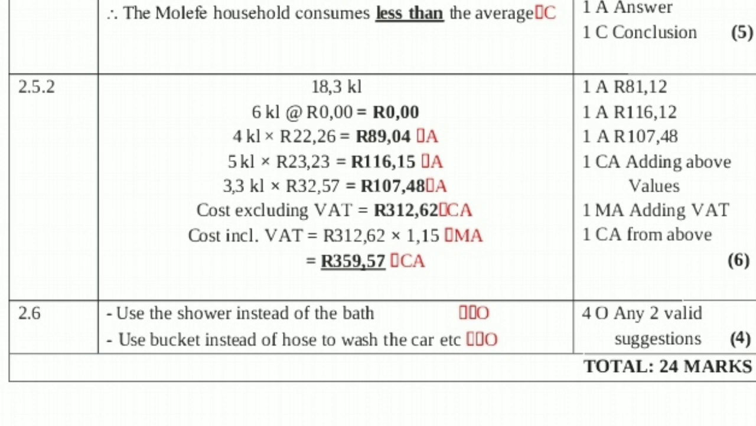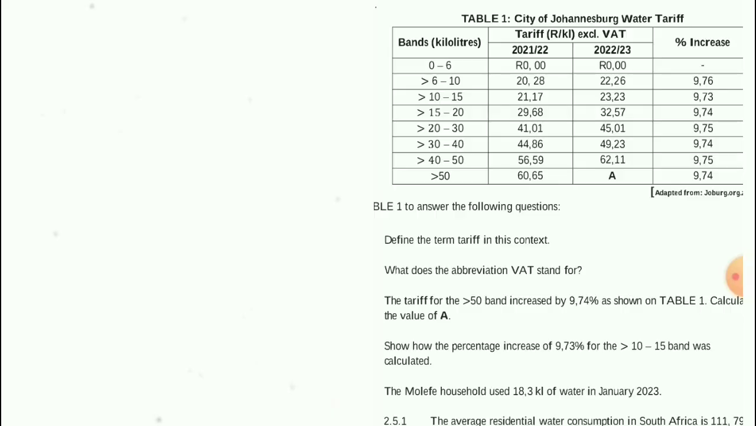So we are done. Where do we get the 3.3 kiloliters? Can anyone think of that? Let's look at the table. Look at the table and think for yourself. And remember that Mulife used 18.3 kiloliters. Look at the table and try to do it for yourself. Yes, if you got the answer, you're probably smart like me.